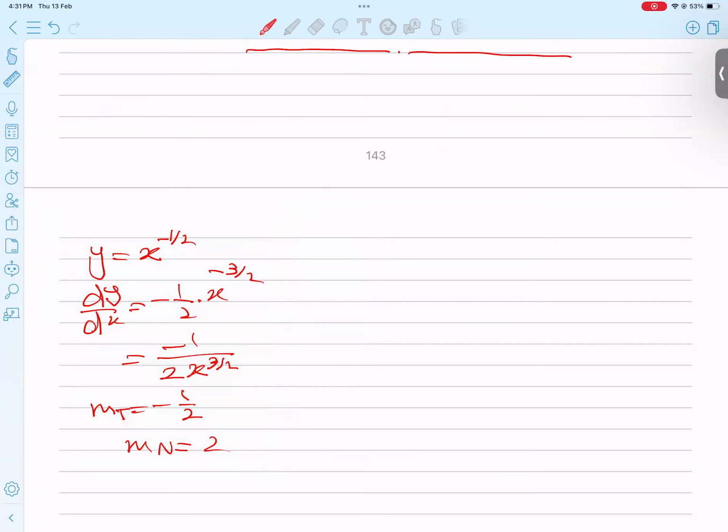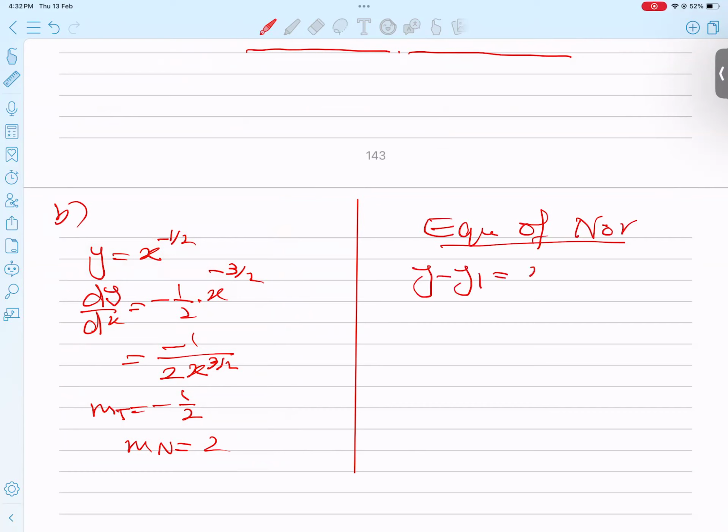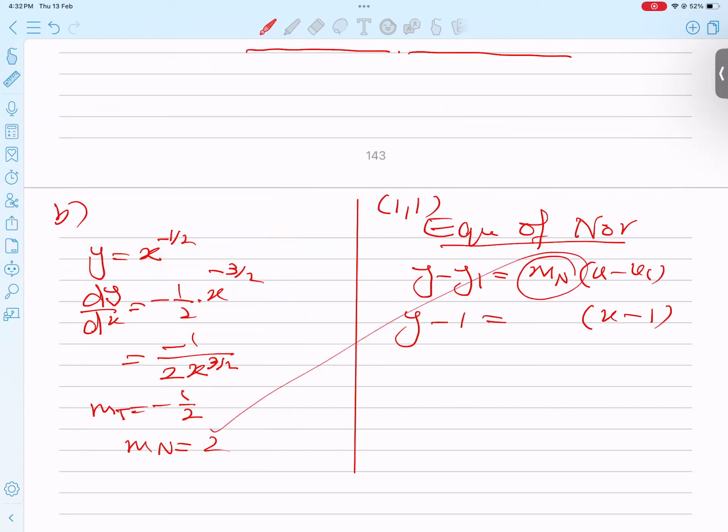So up till here, clear. Now I'm going to find the equation of the normal. Very simple: y minus y1 equals m normal times x minus x1. The point is 1, comma 1, so y1 is 1 and x1 is 1, and the normal gradient is 2.